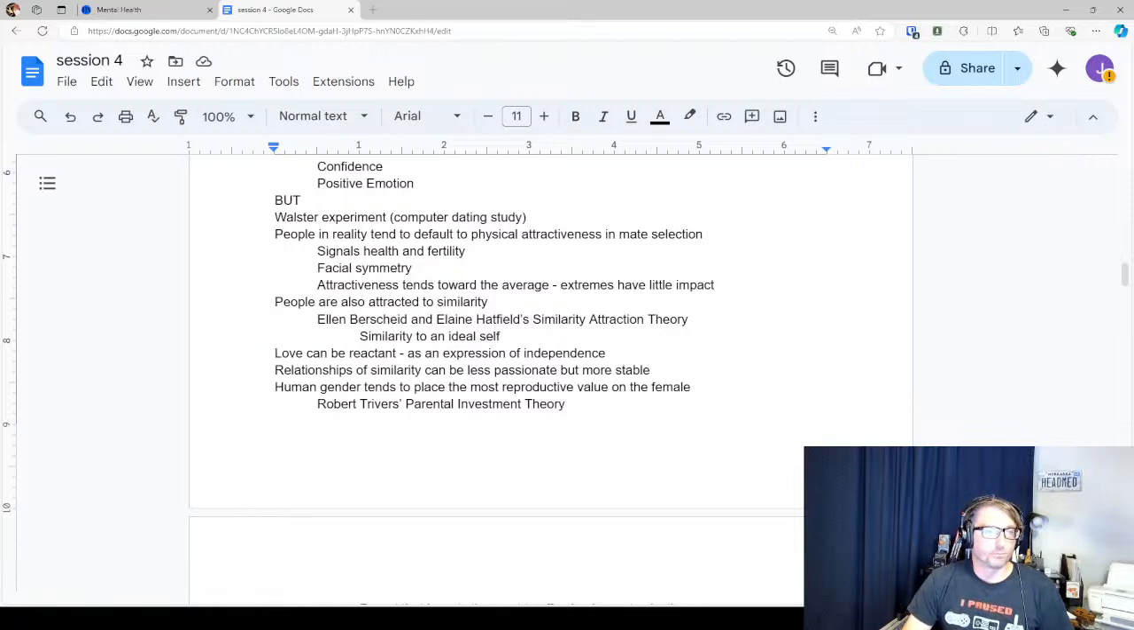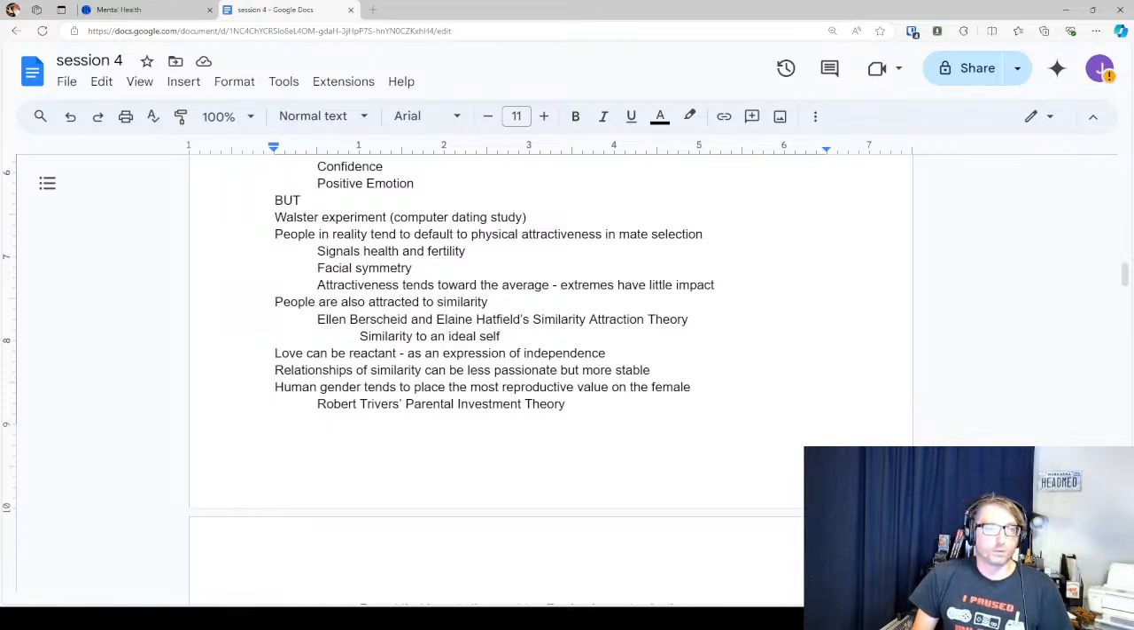So people are attracted to physical signs like facial symmetry and averageness of facial features, where all the facial features are put together into one face, and that's kind of the ideal people tend to have. It varies based on culture, but attractiveness tends toward the average. Extremes have little impact. It says possibly one or two things can be a little extreme, but not too extreme. He also talked about height, and how above average height is good, but there's a point where it doesn't help much and just makes your life hard.